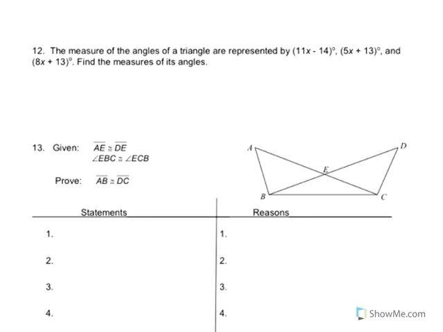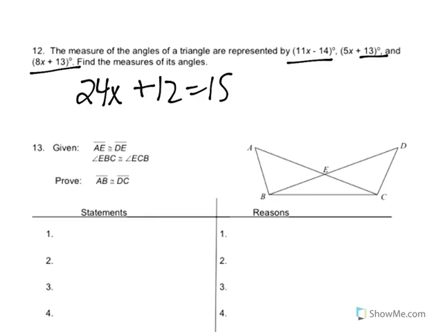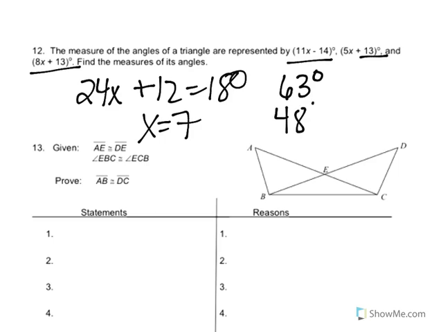Okay, on number 12, it says the measurement of the angles are represented by the 3 different measurements. So to solve this one, add them all up, set it equal to 180, so you get 24x plus 12 equals 180. You solve that out, you get x equals 7. You plug in 7 to the 3 different expressions, and you get 63 degrees, 48 degrees, and 69 degrees. Okay, on to number 13.